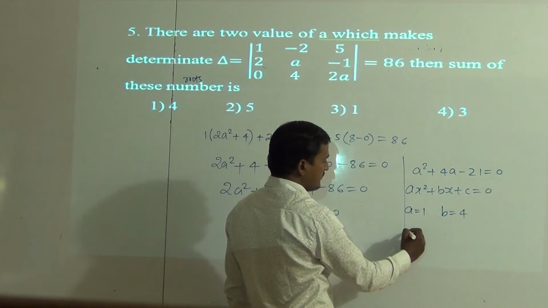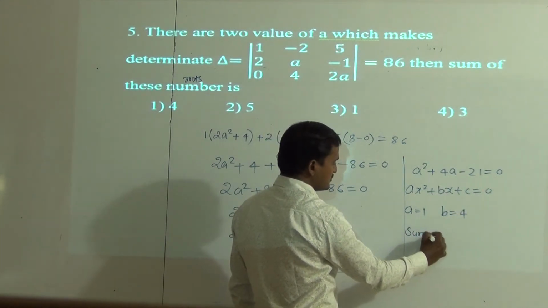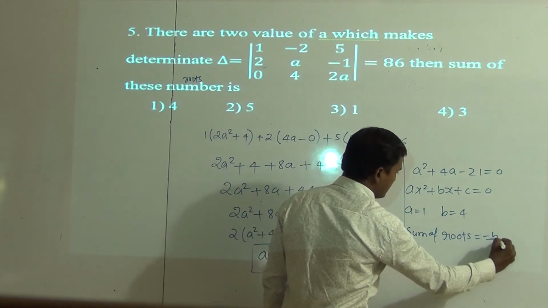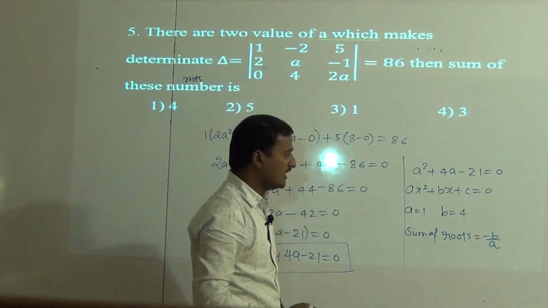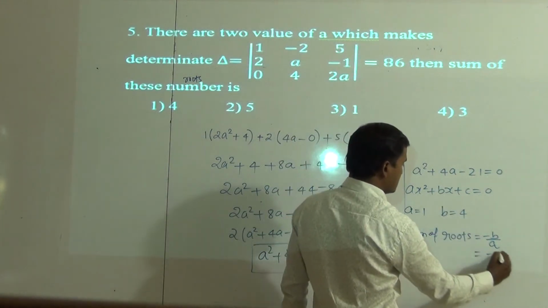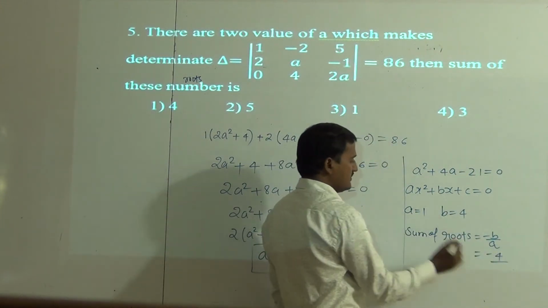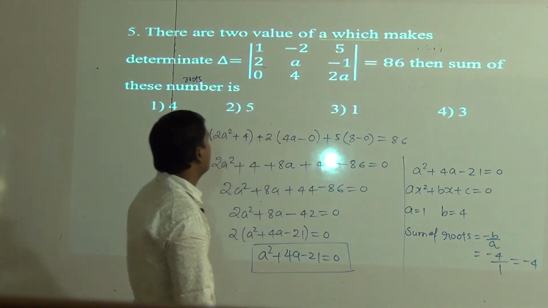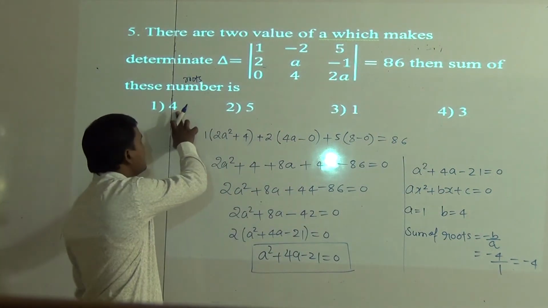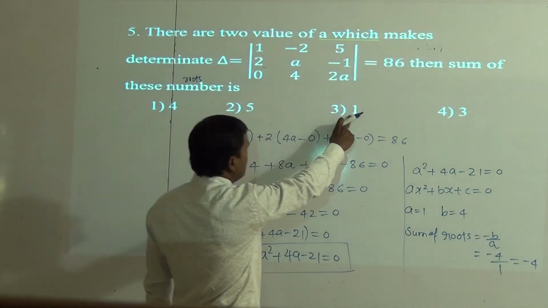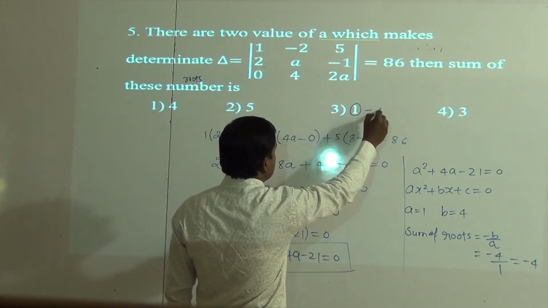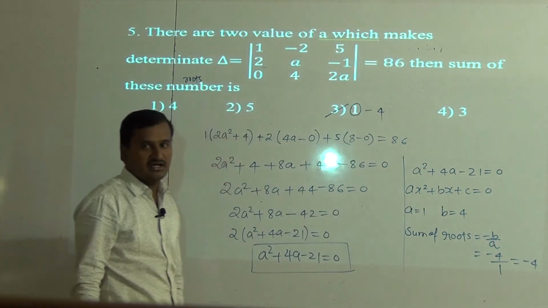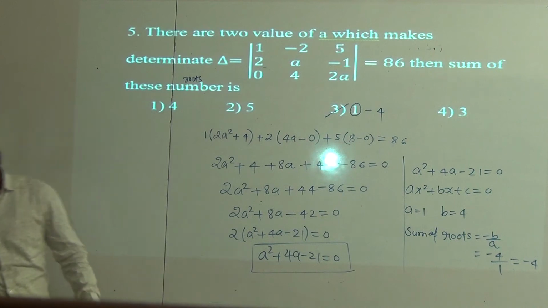Therefore the sum of roots of a quadratic equation is given by the formula minus b by a. What is the value of b? That is minus 4, divided by the value of a, which is 1. So clearly the sum of the roots is equal to minus 4. In the options here it is shown as 4, 5, but in your material they have given minus 4. So therefore the third option is the correct one. Okay, we go for the next question.